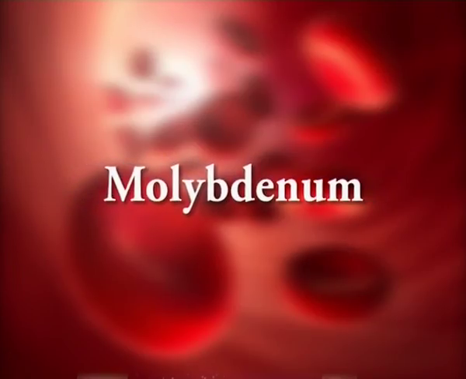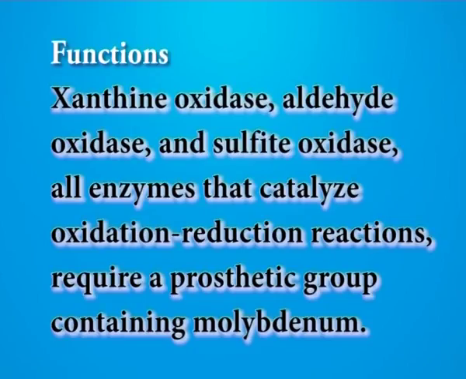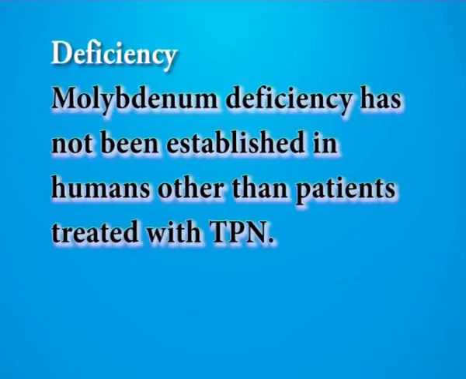Next micromineral is molybdenum. The need for molybdenum was established in humans through the observation that a genetic deficiency of specific enzymes that require molybdenum as a cofactor resulted in severe pathology. Functions of molybdenum: xanthine oxidase, aldehyde oxidase and sulfite oxidase, all enzymes that catalyze oxidation-reduction reactions, require a prosthetic group containing molybdenum.